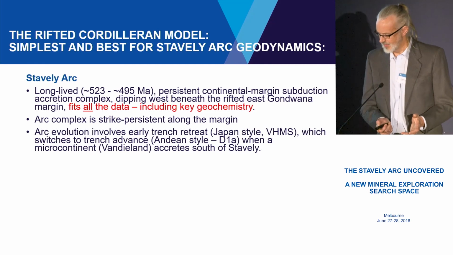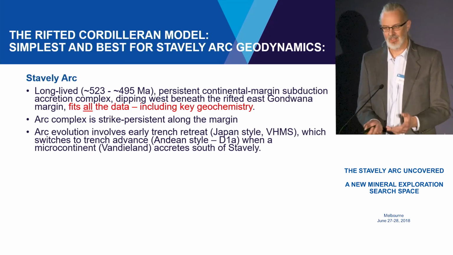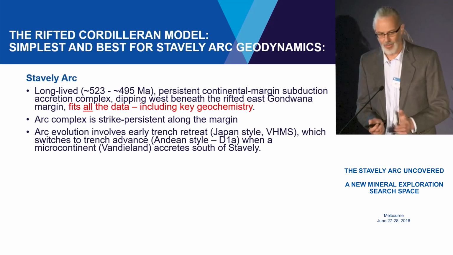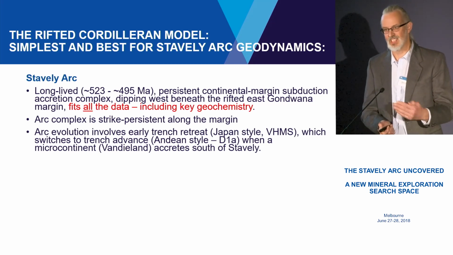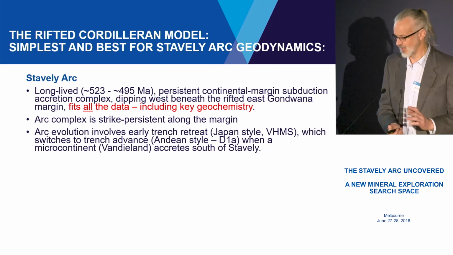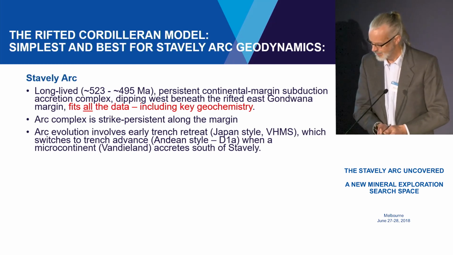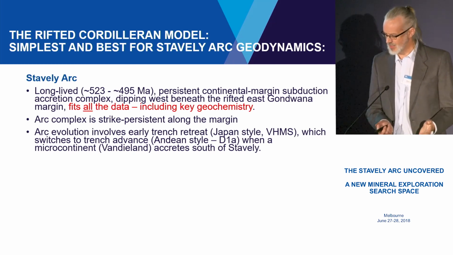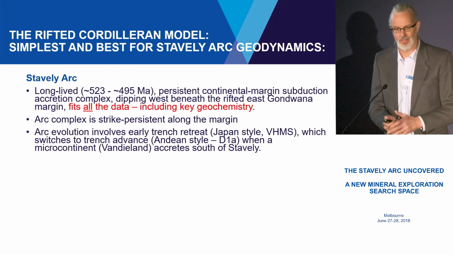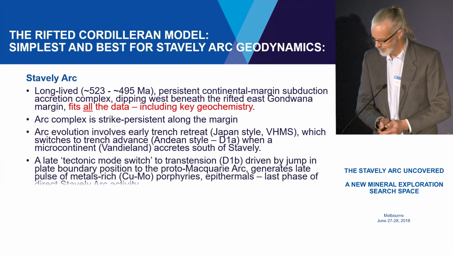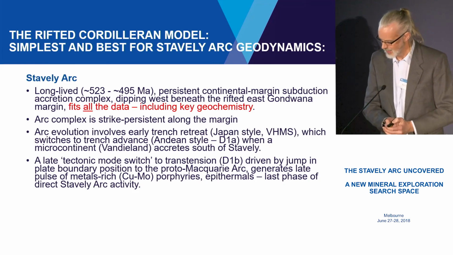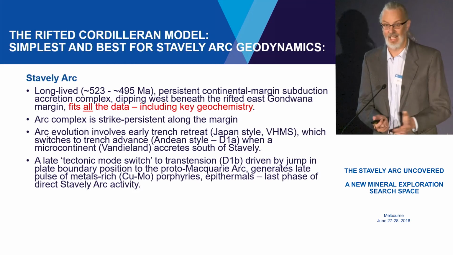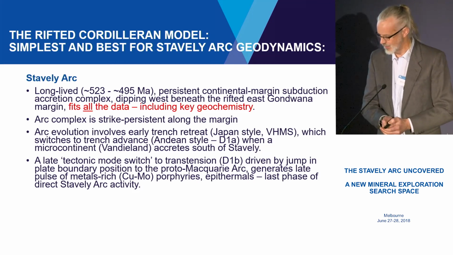The arc evolution involves early trench retreat, so it's Japan-style VMS, and we have got some VMSs, and this might be the context for them, and there's sort of black shale associated with them. And in South Australia, in Tasmania, that would be called a sort of Holy Host horizon, an equivalent age there. And then we think it switches to trench advance and Andean-style, and that was sort of shortening that deformed the arc. And then there was a late tectonic mode switch to transtension, and that was driven by a jump in plate boundary position.